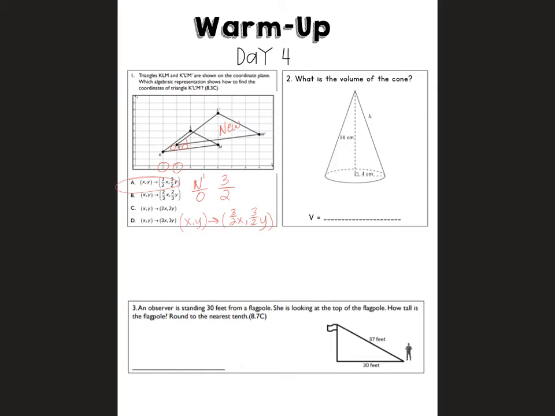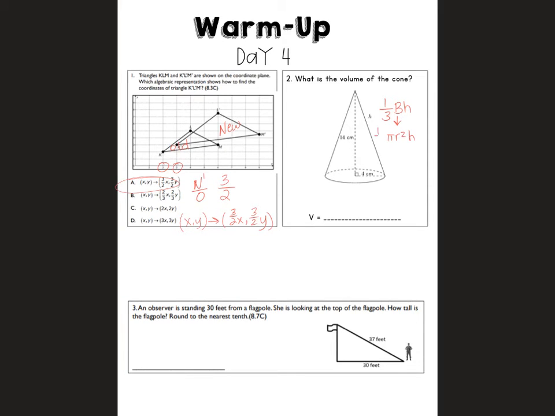Now, for problem number 2, this is from our volume and surface area unit. If you remember, the volume of a cone is 1/3 B H. And remember, capital B talks about the area of the base. And on a cone, my base is a circle. So I'm going to swap capital B out for the area of a circle. And the area of a circle is pi r squared.